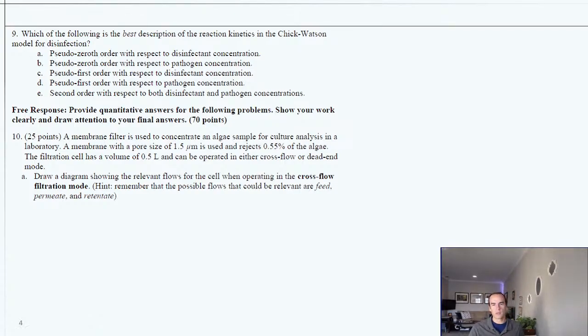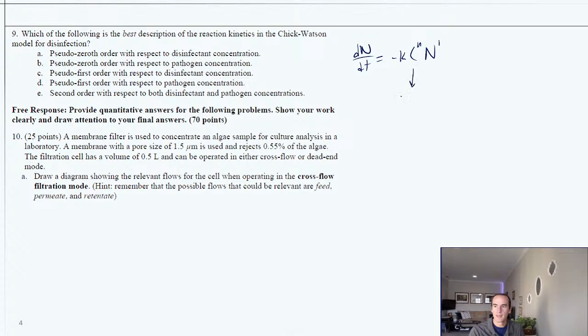Okay, last of the true or false and multiple choice, we have which of the following is the best description of the reaction kinetics in the Chick-Watson model for disinfection. And if we recall, this is referring to the fact that we would describe dN/dt, for example, as negative k, our coefficient of specific lethality, times C, the concentration of our disinfectant, to the n power, times N to the first power. And when we describe it, we say pseudo first order because there's actually two things that could change. The C and the N could be changing.